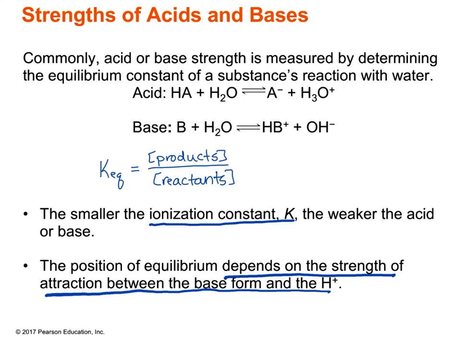So if you have a really strong acid, then the amount of products will be really, really high. And so your equilibrium constant should be pretty large as well. But if you have a weak acid or a weak base, the amount of product won't be that high, and you'll still have a lot of reactant left. So the equilibrium constant is going to be much smaller.